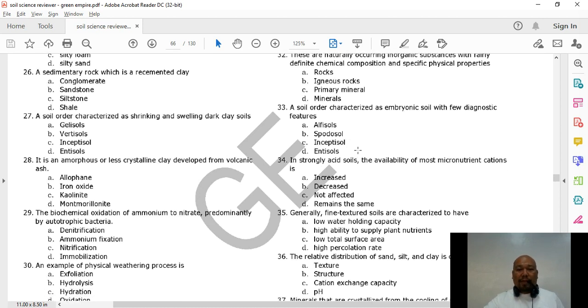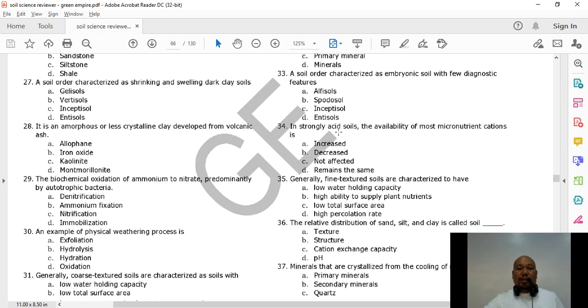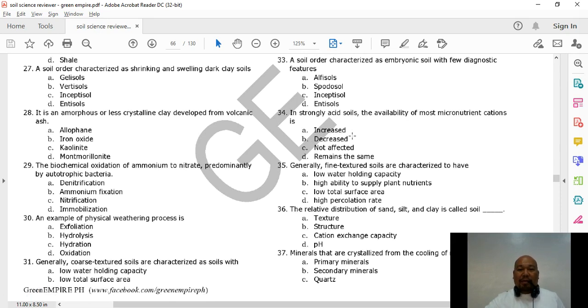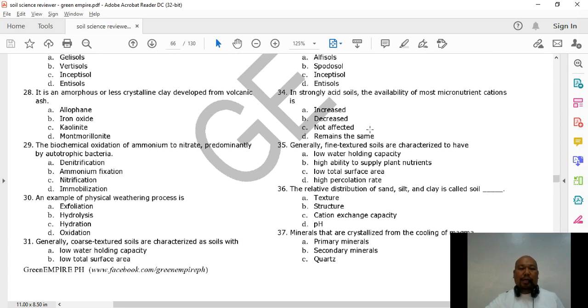Alright, 34. In strongly acid soils, the availability of most micronutrient cations is... I will not go through this one. Skip. But anyway, I think the availability of micronutrients is decreased, but we will not touch on it. 35. Generally, fine textured soils are characterized to have... I think we went through this question before.